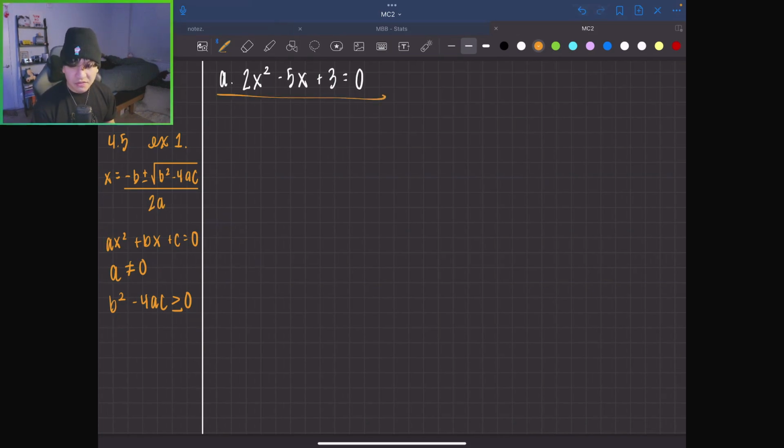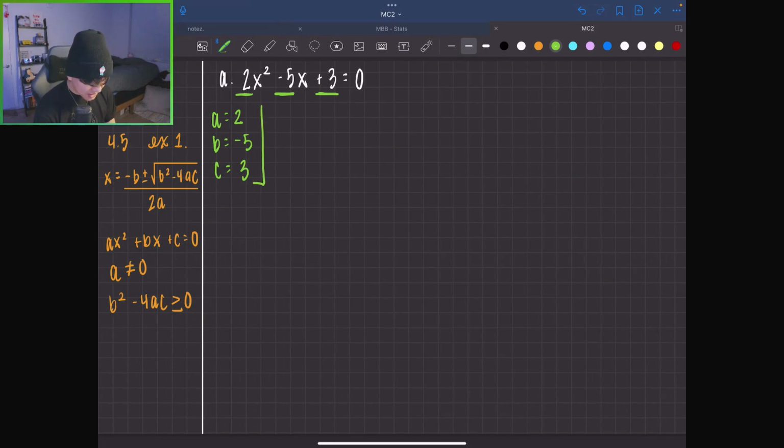Over here for a, we have 2x squared minus 5x plus 3 equals 0. Notice here, it is already in standard form, so we don't have to change it into standard form, okay? Next, what we have to do is identify our a value, our b value, and our c value. So our a value here is positive 2, our b value is negative 5, and our c value is positive 3. And we're going to substitute all of these values into the quadratic formula.